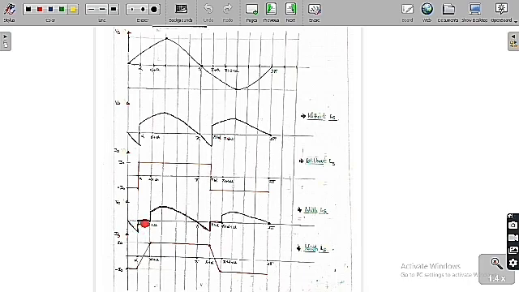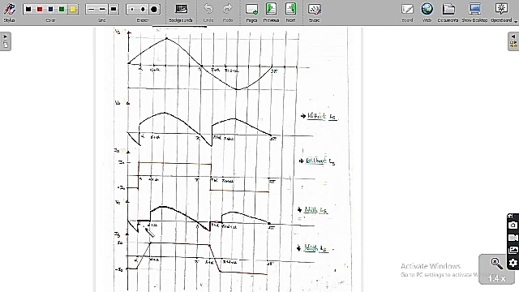From here it goes like this to 0, again it comes up, again it is 0, again it comes like this. So the area has decreased. We can say the average value of the new output voltage is going to decrease, because in this overlap angle all the thyristors are conducting.